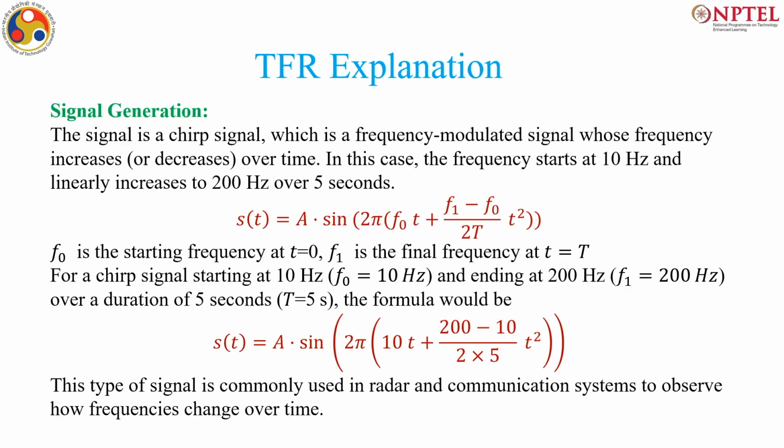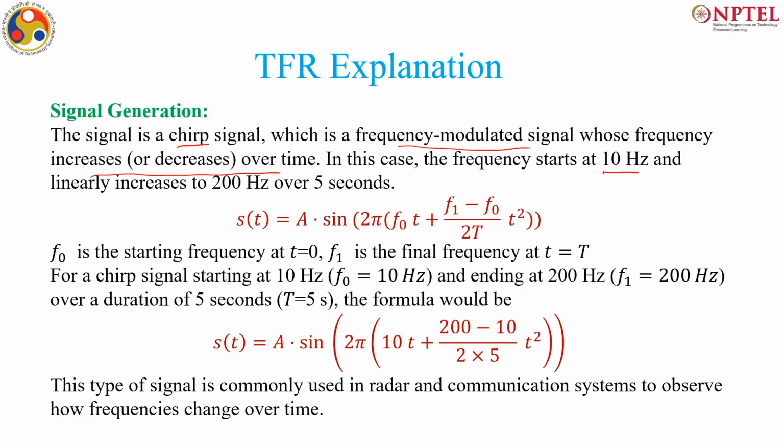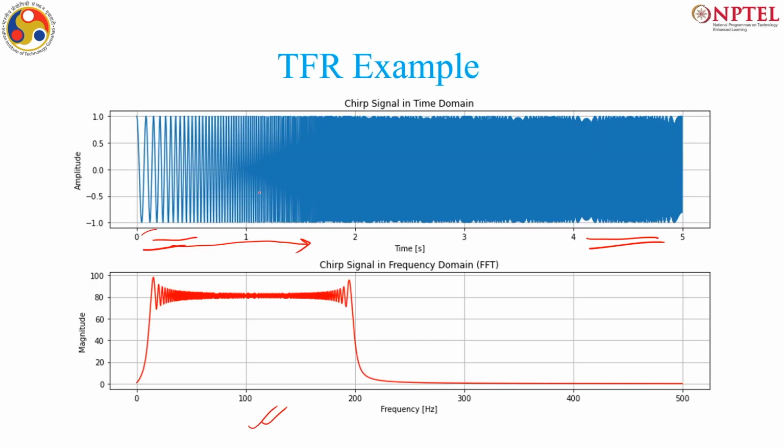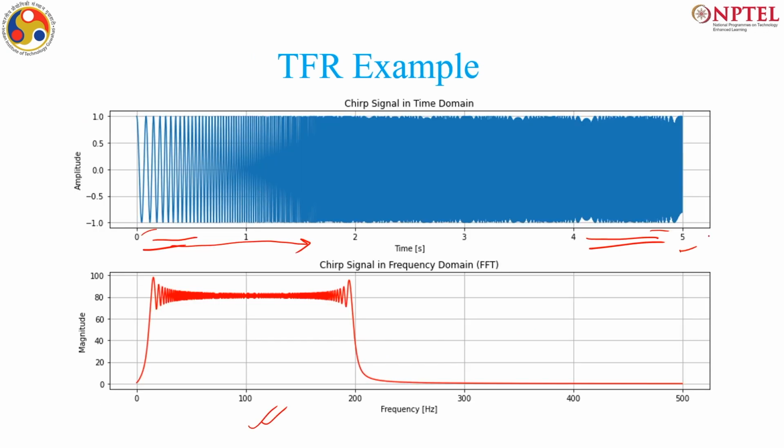And to explain the graph, say the chirp signal for example, this is a frequency modulated signal, that is, the frequency increases or decreases over time. Here it is increasing, and the frequency starts at 10 hertz. Let us see here, this is starting at 10 hertz. I have programmed it that way, and it increases up to 200 hertz, which is unfortunately pretty difficult to see because it looks all continuous here, and it spans over 5 seconds, that is this.